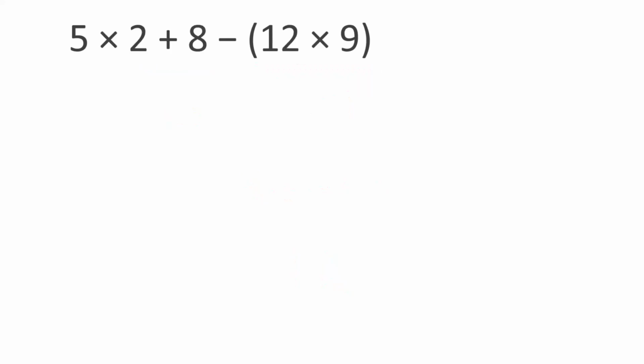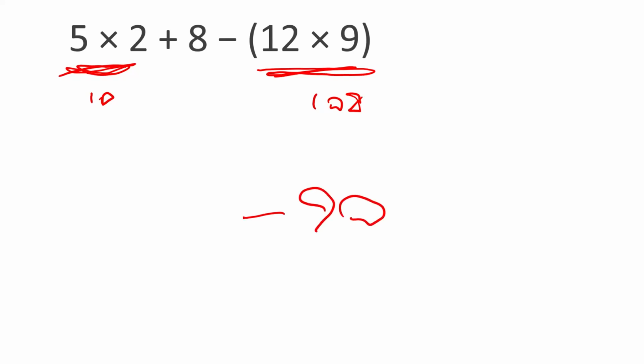Here we go straight to the brackets. 12 nines are 108. Then we can come over here and do our multiplication. 2 fives are 10. So now we have 10 plus 8 minus 108. Well, 10 plus 8 is 18. Minus 108, that will put us at negative 90.